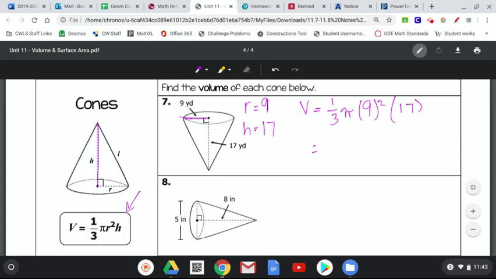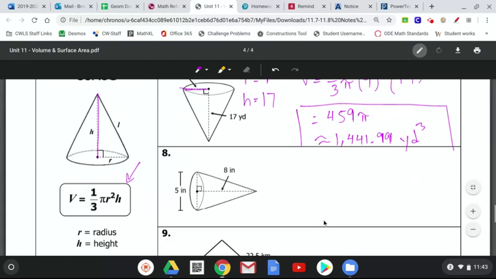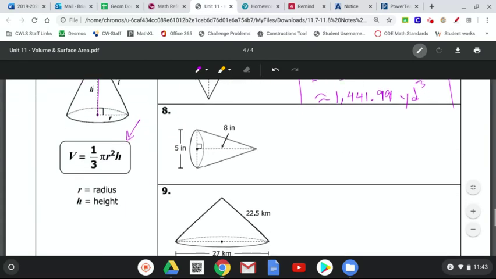When you do that, you're going to get 459 pi. That is your exact answer. And your decimal approximation is 1,441.99 yards cubed. Okay, so either answer is fine. Remember the answer with pi is the exact answer. All right, so moving on to number 8.